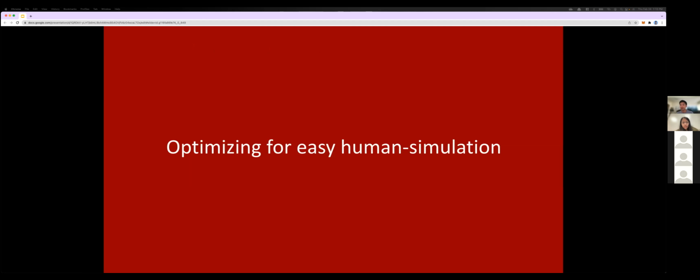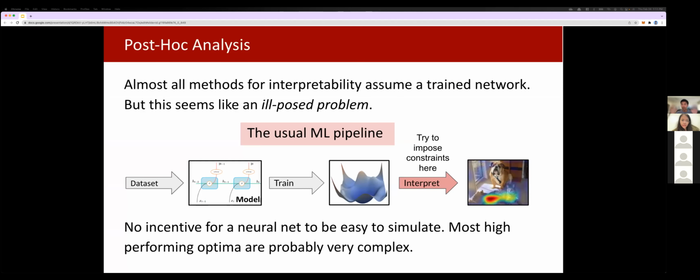So that's the context, that's the setup. Now we're going to get to the punchline of the work, which is that instead of trying to understand models after training, we want to take a different approach, which is to optimize for interpretability while I'm still learning the model. So that's a fundamental distinction.